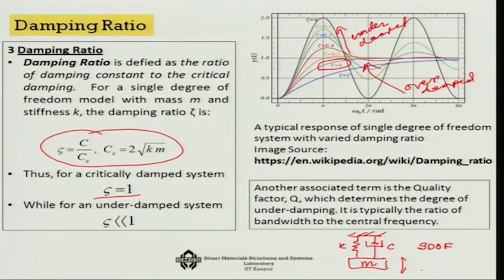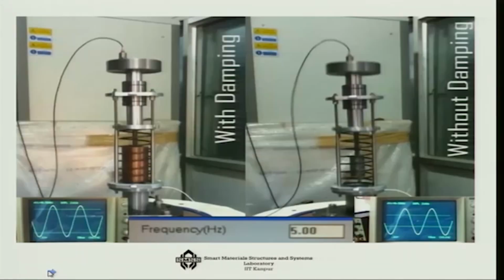Most of the cases it is actually the under damped case, and it is important to know the value of zeta corresponding to that under damped case. In fact, the quality factor Q also determines the degree of under damping, and it is typically the ratio of the bandwidth to the central frequency of the system. In the next slide, I will show you how the damping changes the response of a system. So, if you look at this, there are two systems I have shown here.